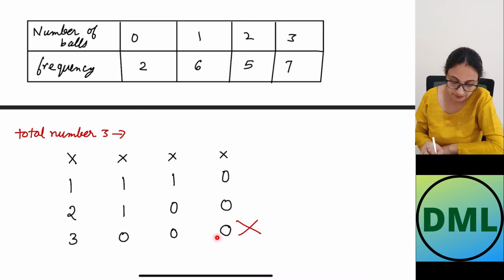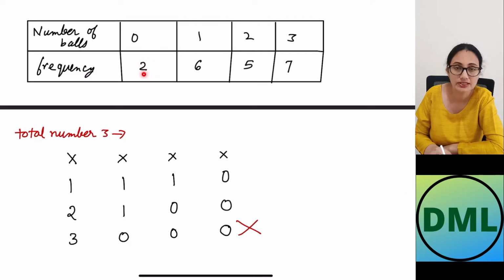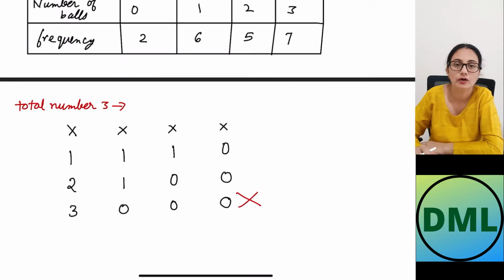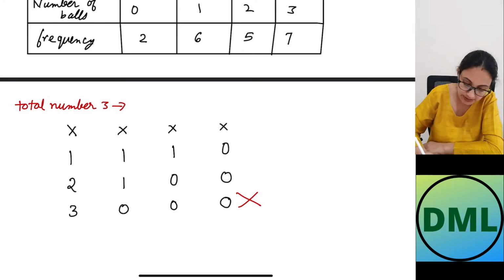The last one we can't take, because I have picked 3 zeros, but the total number of balls with 0 is only 2. So I have to cancel this answer. So only the answers 1, 1, 1, 0 and 2, 1, 0, 0 are left. So out of 6 balls numbered 1, you are picking 3 balls. So this can be done in 6C3 ways.